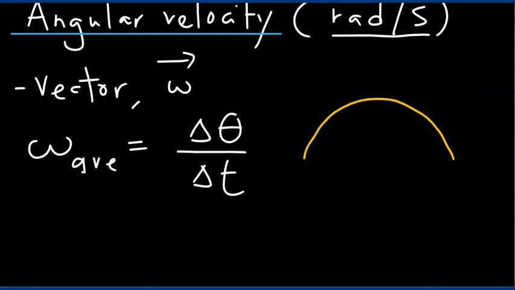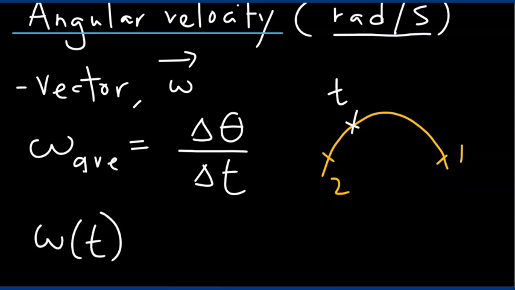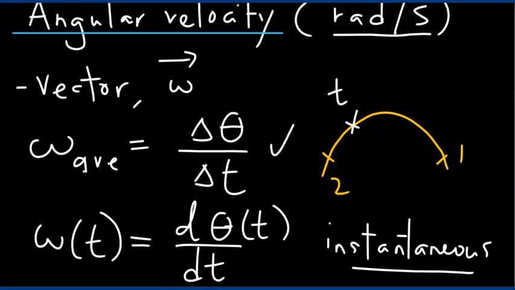Likewise, if we are interested in the value of angular speed at a particular time, let's say as the object moves from point 1 to point 2, let's say what happens here at some time t, then we have to compute the so-called instantaneous angular speed, which is given by the time derivative of the angular position. So this is the average angular speed, this is the instantaneous angular speed, namely angular speed at a particular time t.